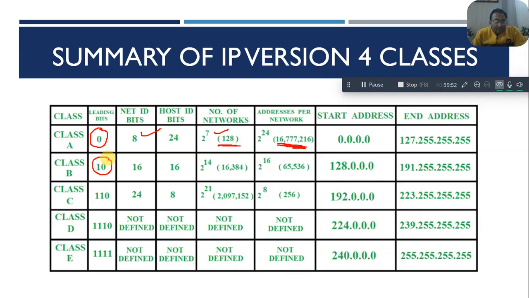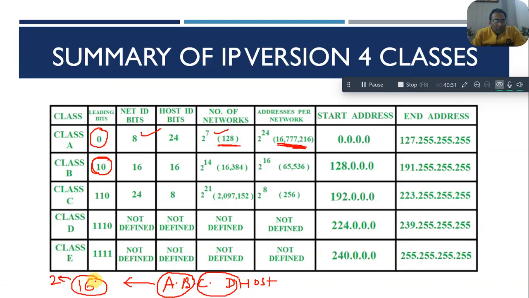Class B is identified by the leading 10 bits. How is it? The network ID bits are 2, A.B.C.D, so we are using these two octets for the network ID and these two for the host, for class B. Total 16 bits are there for the network, and out of these 16 bits we have reserved 2 bits, and these 2 bits are 1 0.